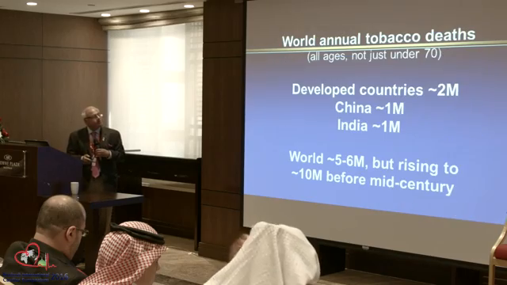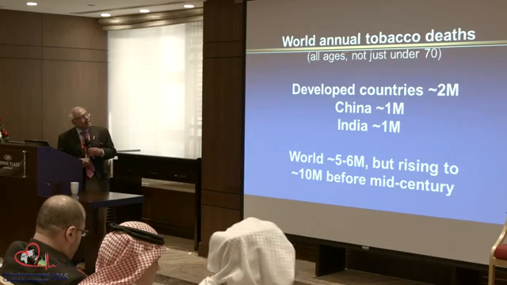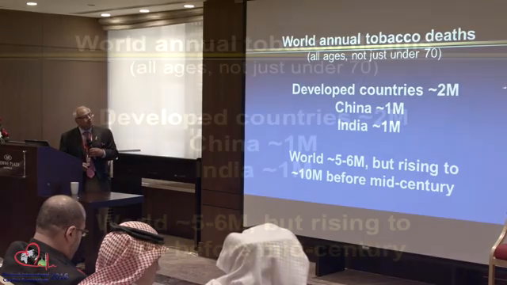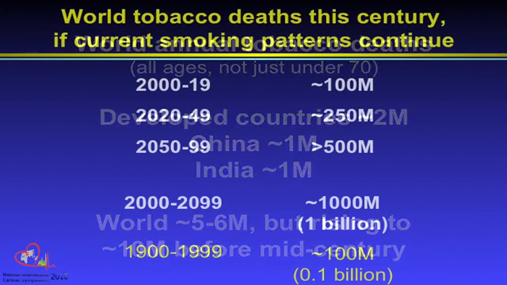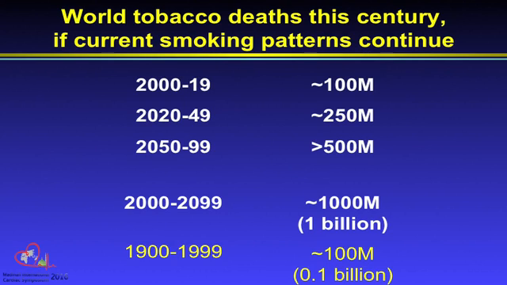And so again, annual tobacco deaths, 2 million in the rich countries, 2 million in just China and India, and 5 to 6 million. We talked about it. I'm showing you this again, because 1 billion people will die from tobacco in this century. So we really need to focus on that.